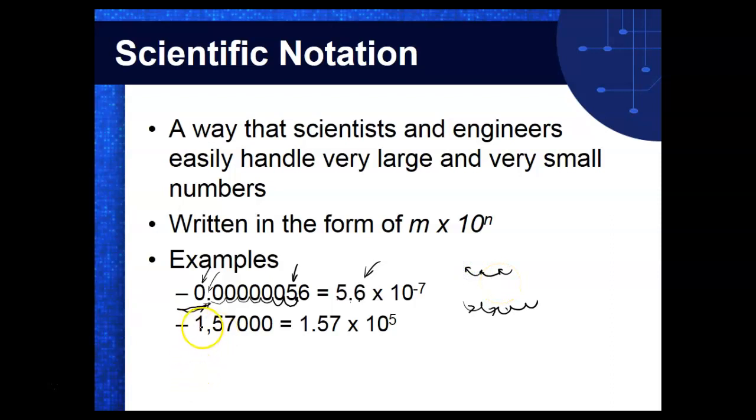So instead of saying 1,000, did I get this number out of the book? So we'd move it over, now we're moving this way. 1, 2, 3, 4, 5. Since we moved to the left, our exponent will be positive on the base 10. And we'd say 1.57. Now what this does is give us the ability to represent very large numbers with fewer digits.